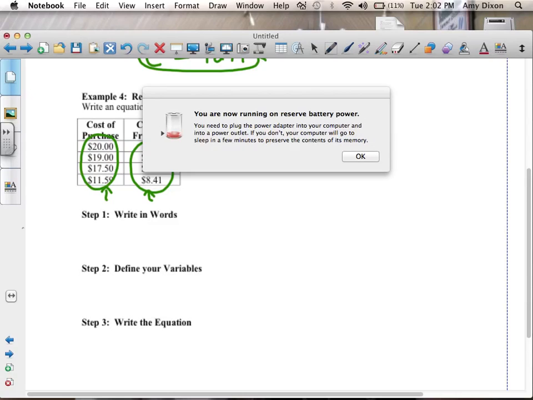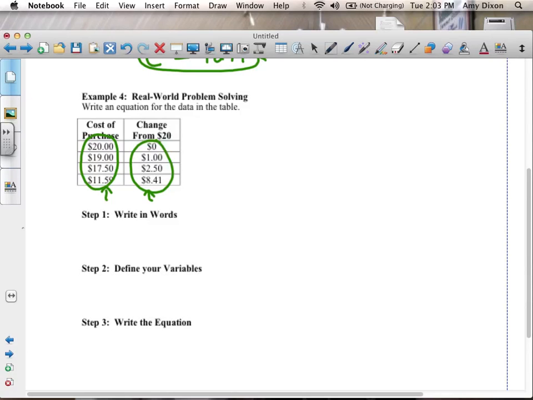While I'm getting this charged, you can start thinking about what you would put in words for this. You're going into a store and purchasing an item, and it's not quite $20, but you're paying with a $20 bill. So what would your change from 20 equal? It equals $20 minus the cost of the purchase. That's how they would calculate your change.